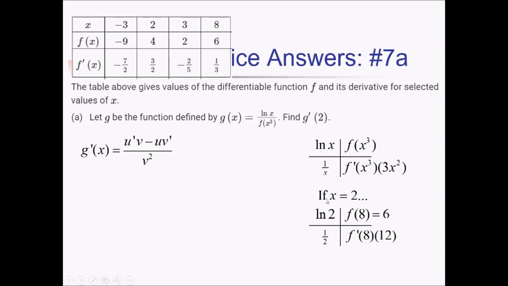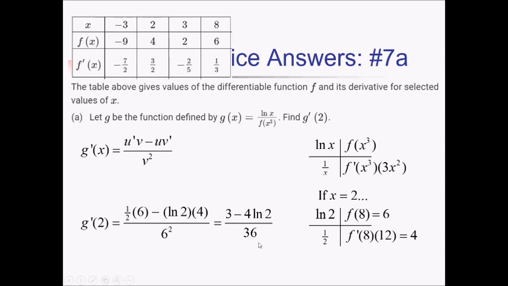So f prime of 8, that's going to be 1/3. 12 times 1/3 is going to be 4. All right, multiplying this back out using my ribbon, I've got g prime of 2 equaling 1/2 times 6, which we can simplify in a minute. Minus, we've got ln of 2 times 4, or 4 ln of 2, all over v squared, so 6 squared. And simplifying this a little bit, this is really 3 minus 4 ln of 2 all over 36, which we can't really get any better than that, so we're just going to call it a day.